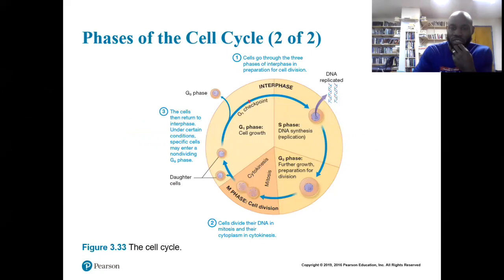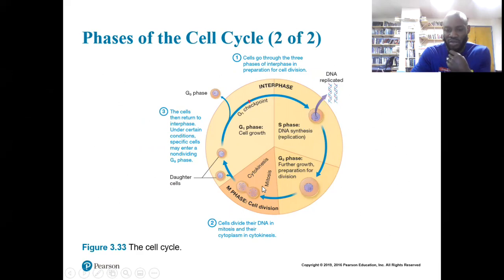I just wanted to have a slide showing the phases of the cell cycle. Interphase: G1 phase, S phase, G2 phase, and mitosis fits right in here. See mitosis right in here, we just talked about. We're going to go through this in more detail in the future, but I just wanted to introduce it here. Your DNA is replicated here. It's important. Chromosomes, DNA replicated. Further growth, preparation for division.